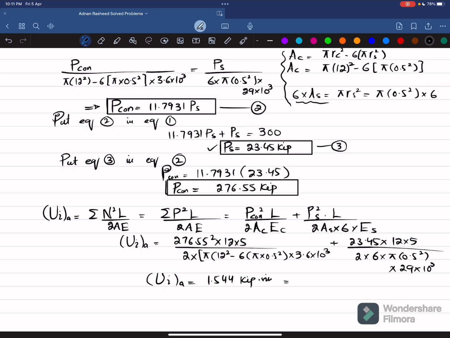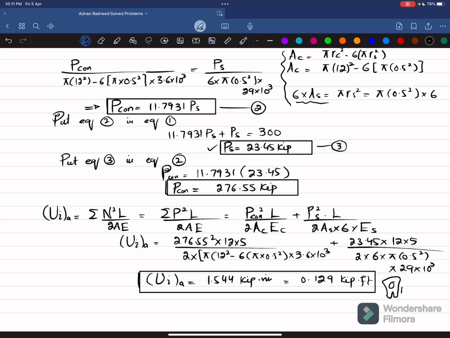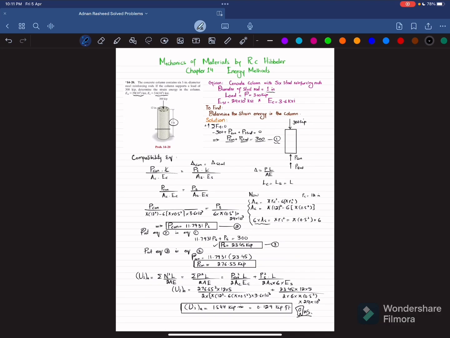And if you want to convert it into feet, you have to divide it by 12. So you will get 0.129 kip into feet, which is the answer of this question. And that was all about this problem 14-20.